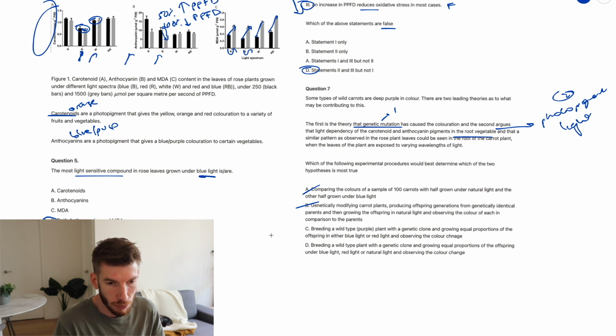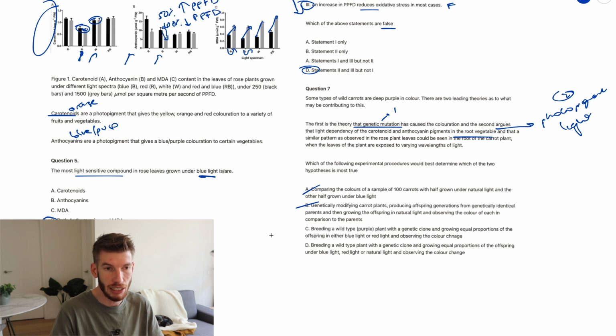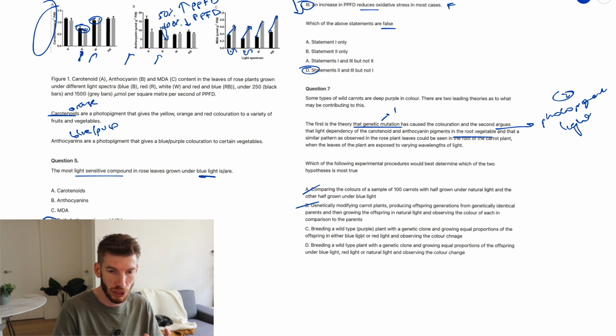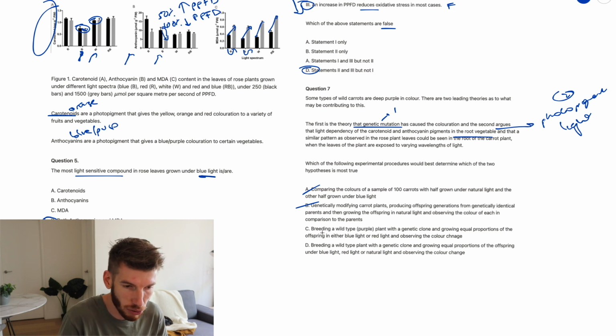Breeding a wild type purple plant with a genetic clone and growing equal proportions of the offspring in either blue light or red light and observing the color change. This one starts to sound a little bit better now because we've got a purple plant. We're cloning it, so we're going to assume that there's no mutation there because we're not following the natural process of cell division, but instead trying to regulate and control the mutation and prevent it. And then it also says putting it in either blue light or red light, so we've got variation of color spectra. That sounds pretty good.